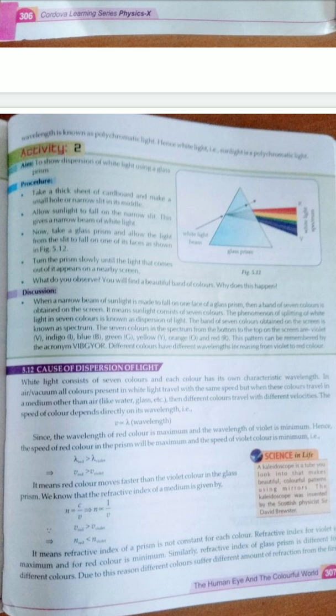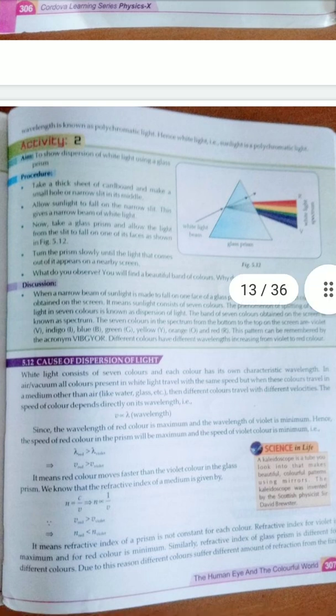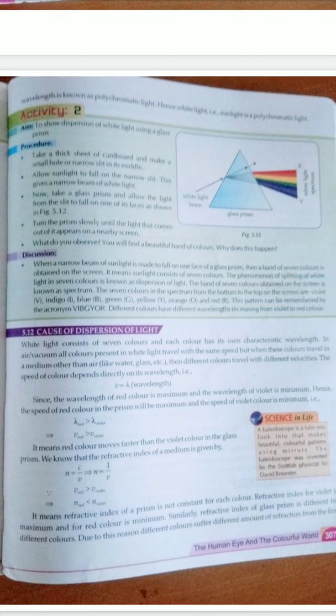We need to take a glass prism and allow the light from the slit to fall on one face, as shown in the figure. Now turn the prism slowly until the light that comes out of it appears on a nearby screen. What do we observe? When a narrow beam of sunlight falls on one face of the glass prism, a band of 7 colors is obtained on the screen.